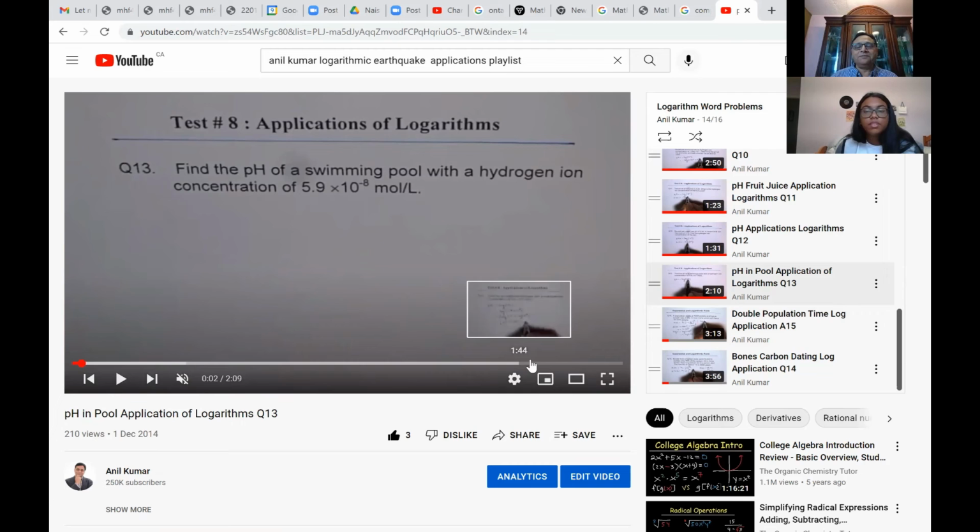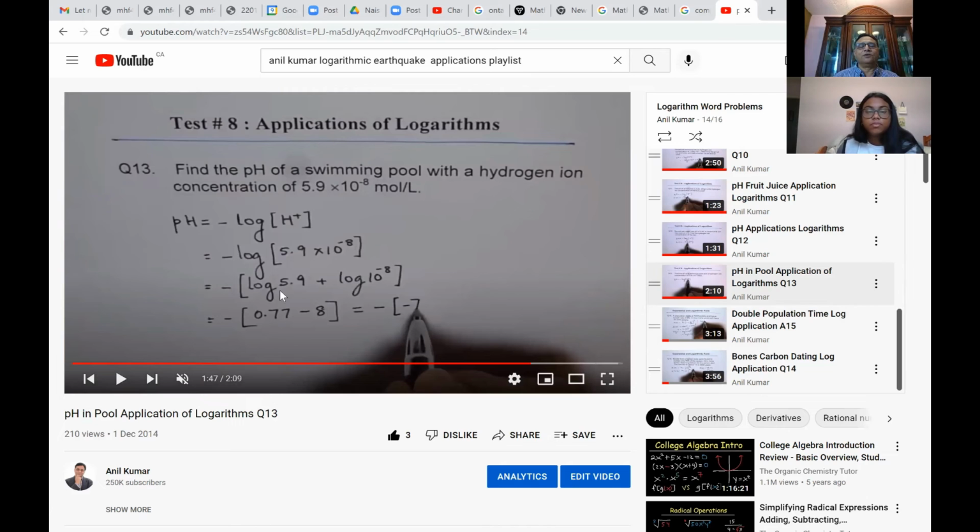So, as I was saying, you just write down the formula and then calculate log of 5.9 using your calculator, and log of 10 to the power of minus 8 is minus 8, right? So you don't even have to use a calculator for that. Just write minus 8 and get your answer. This is what I wanted to show you, correct?